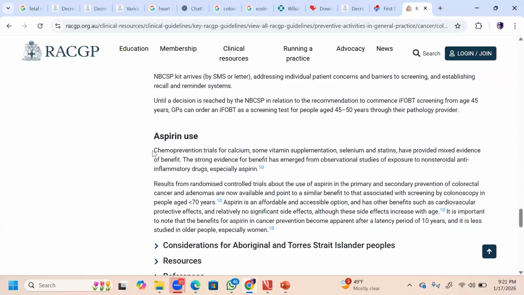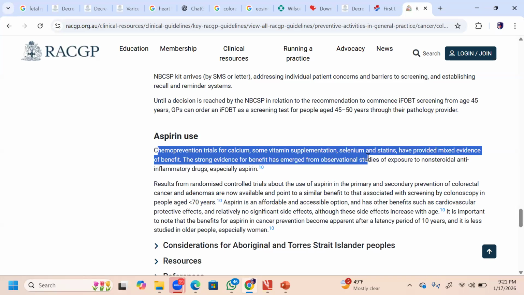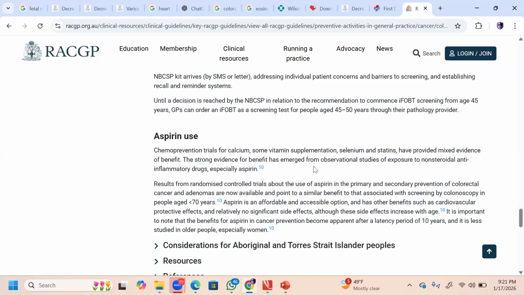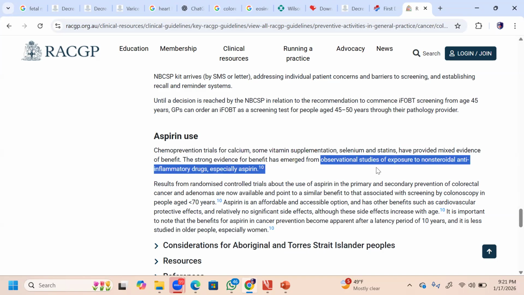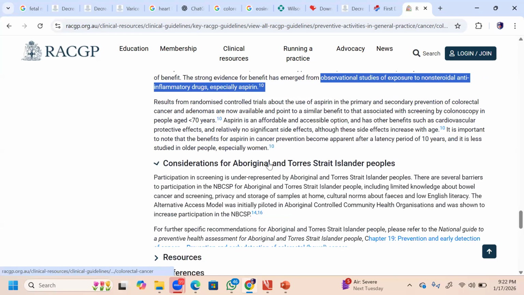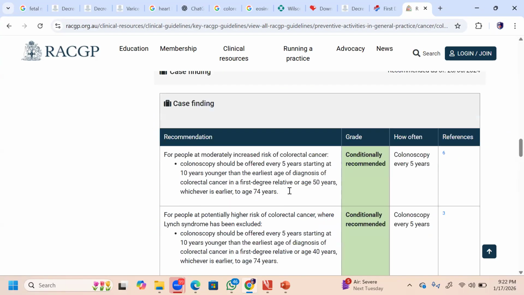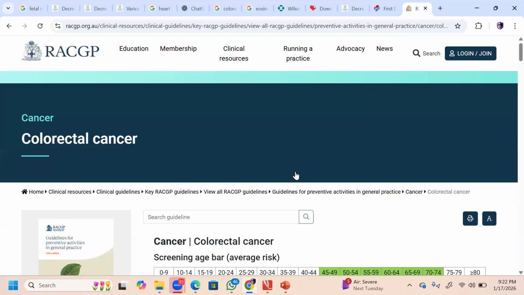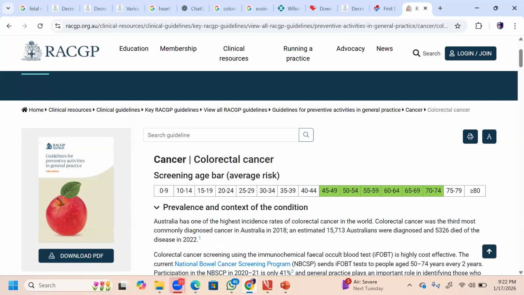So aspirin is chemoprotective. Trials of calcium, some vitamin supplements, selenium or statins have provided mixed evidence of benefit. The strong evidence of benefit has emerged from observational studies of exposure to non-steroidal anti-inflammatory drugs. So there is some evidence about aspirin use. Okay, so the summary. Let me show you one thing.